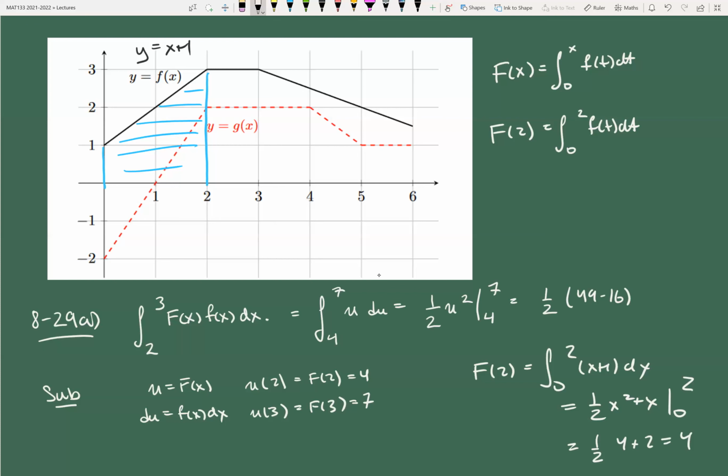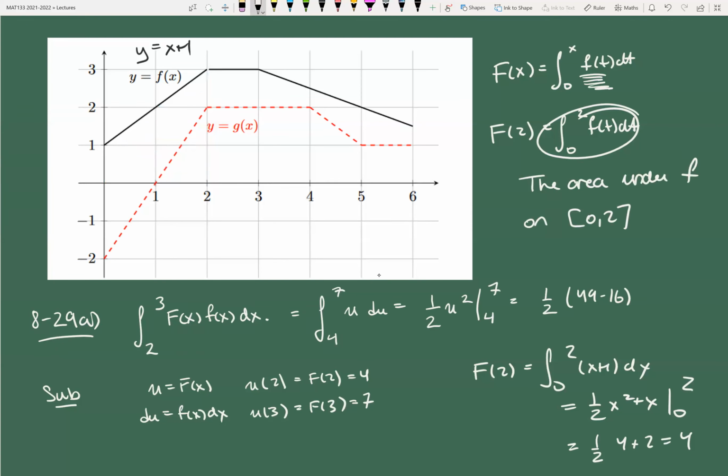Why look at f of x? Because we're saying find the area under, right? This is the area under f on the interval 0, 2. That's what that sign means. So I'm going to come over to my graph, look at f between 0 and 2, and find this area. Okay, cool. And then same thing: the reason why F of 3 is 7 is because here's 3 more squares. So I just threw them in. So you can do it this way.